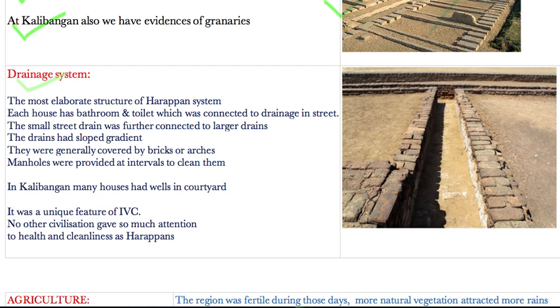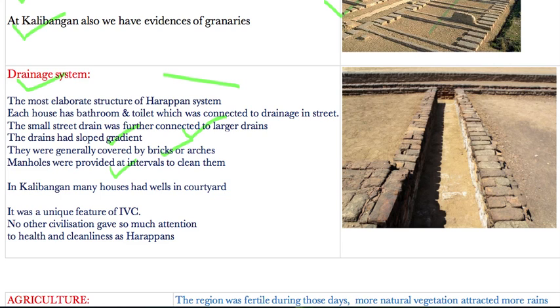So the most elaborate structure of the Harappan system is the drainage system, and it is unique to the Harappan system also. Each house has a bathroom and toilet which was connected to a drain in the street, and that street drain had a slope. Okay, so the small street drain was further connected to a larger drain. The drain had a sloped gradient. Okay, they were generally covered by bricks or arches. Then again, manholes were provided at intervals to clean them. So the drainage system was very elaborate, as you can see in all these points.